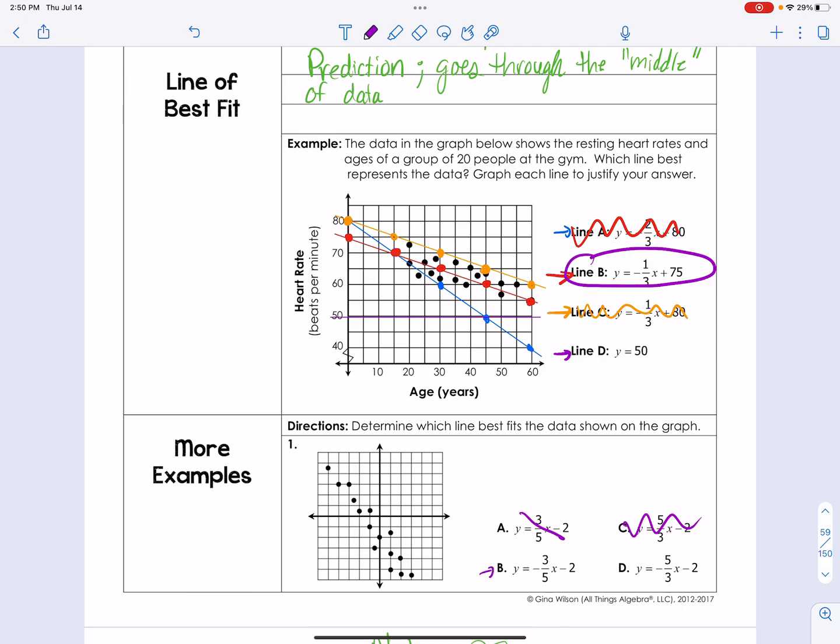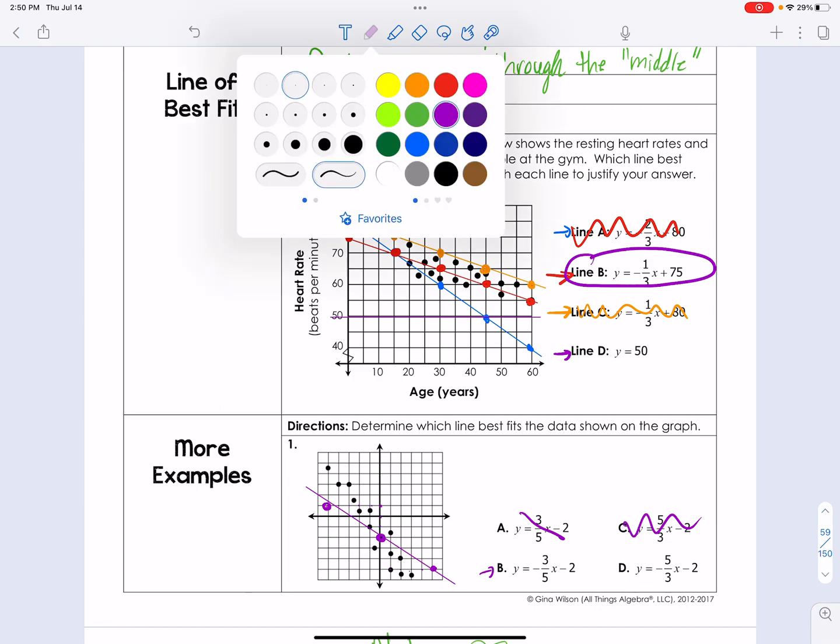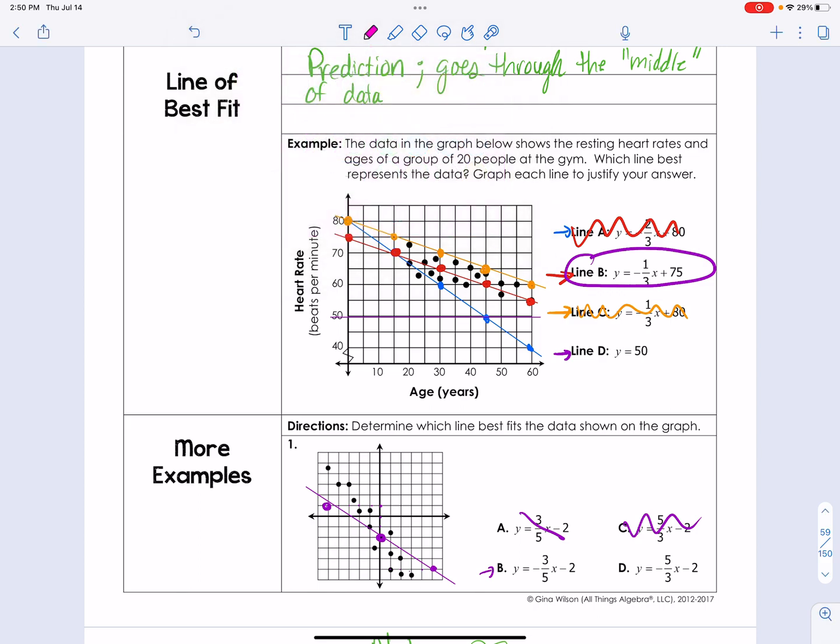So if I do B, it goes through at -2, and then I'm counting up 1, 2, 3 over 1, 2, 3, 4, 5, or down 3, forward 5. To me, when I sketch that line, it doesn't really look like it goes through the data. I don't think that's a very good line. But if I do the other one, start at -2, up 5 over 3, or down 5 over 3.